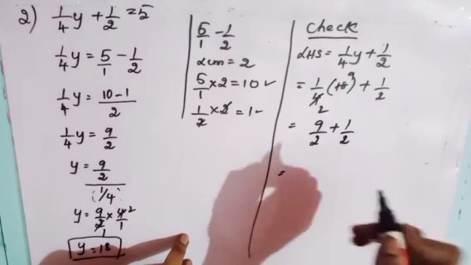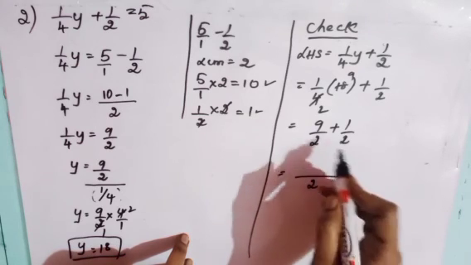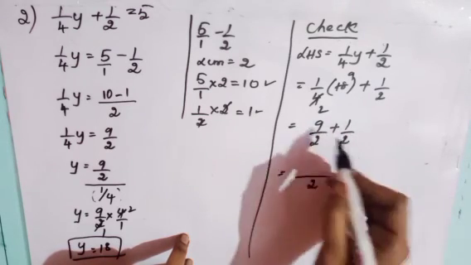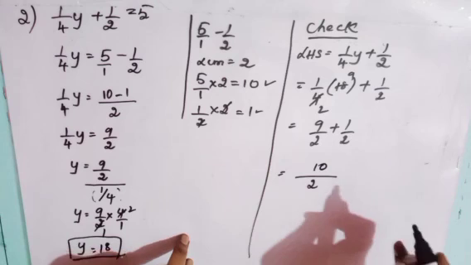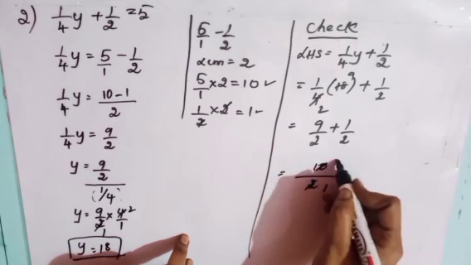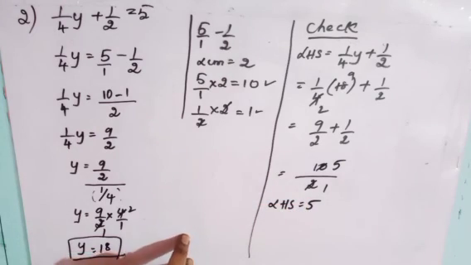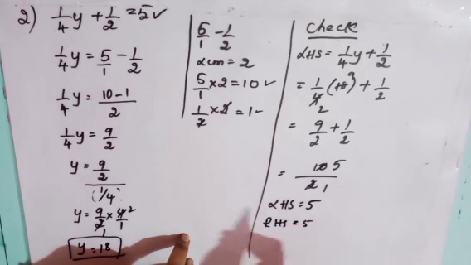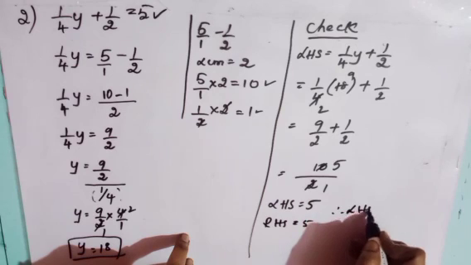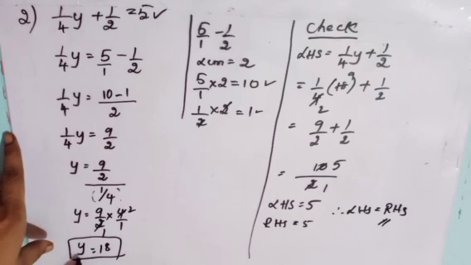Next, here the denominators are the same, so there is no need of taking the LCM. Directly write 2, and then 9 plus 1 we can directly add: 9 plus 1 is 10. So what we got here is 10 by 2. Next, 2 ones are 2, 2 fives are 10. Therefore the value of LHS equals 5, and the RHS is already given as 5. Now we understood that LHS equals RHS. Therefore y equals 18 is the solution for the given equation.